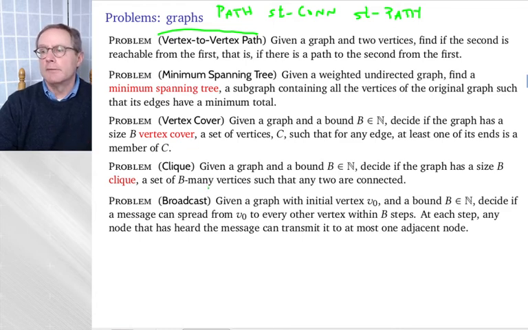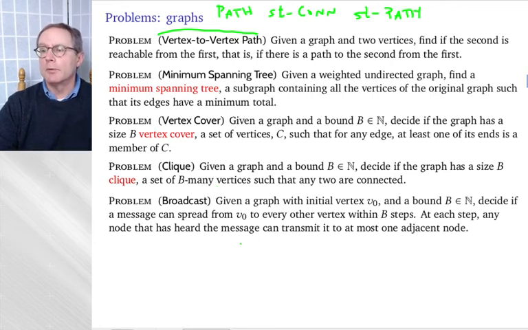Clique. Given a graph and a bound, decide if the graph has a size B clique, which is a set of B many vertices such that any two are connected. You know, a person thinks of a clique in high school, a bunch of people who are all friends with each other. Everybody in the clique is friends with each other. So that's what we're looking for. Decide if the graph has a size, say, 7 clique. Are there 7 vertices that are all mutually connected?